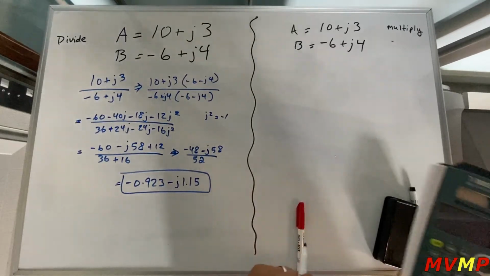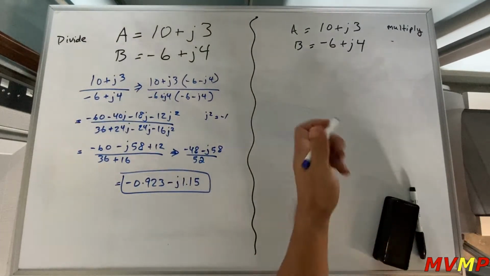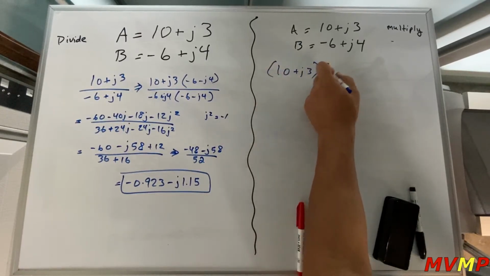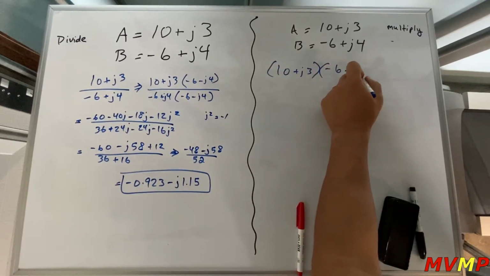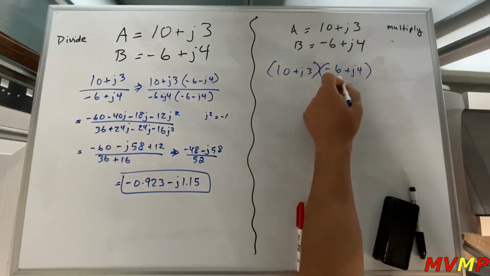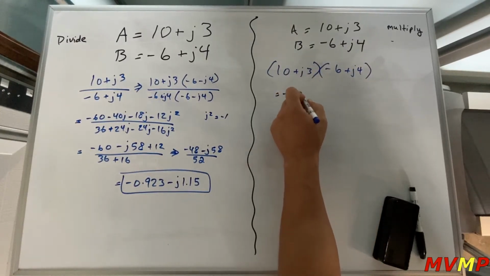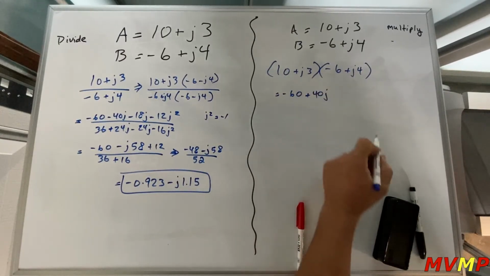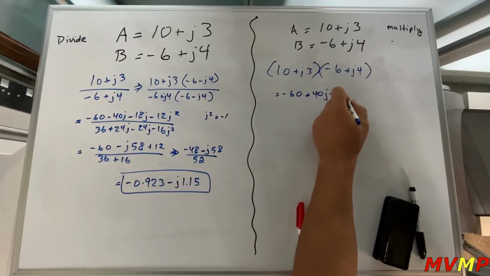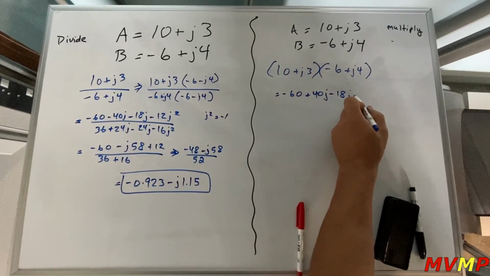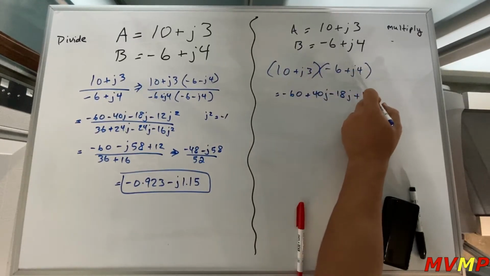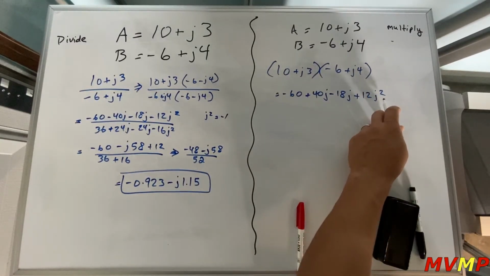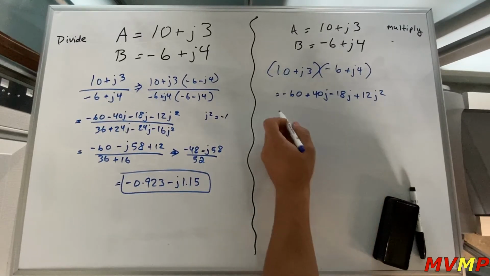For this problem over here, we're going to multiply. Multiplication is a lot easier because in this case we are just going to use the distributive property. So multiply this by this: minus 60, plus 40j, minus 18j, plus 12j squared. You know that j squared is minus 1, so this becomes minus 12.